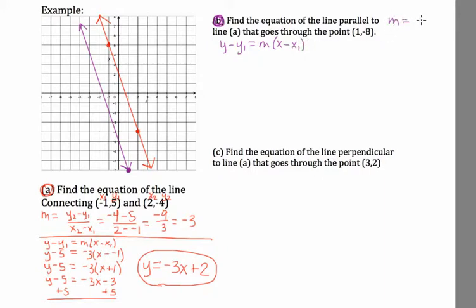What will my m be? Well, we know that parallel lines have the same slopes. So since the line in part A had a slope of -3, my parallel line will also have a slope of -3. And I'll need a point. I'll need to sub in an x1, y1. So I need a point that's on my line, and I have one there.